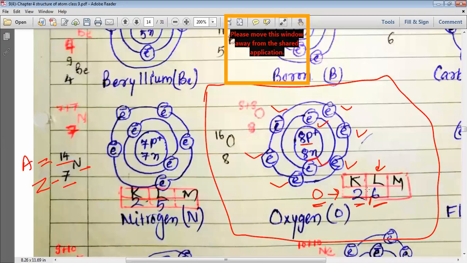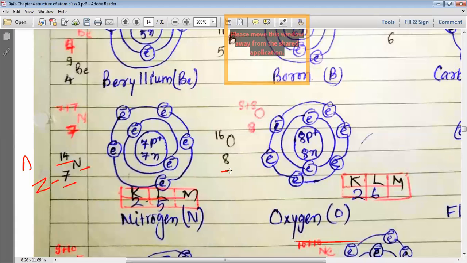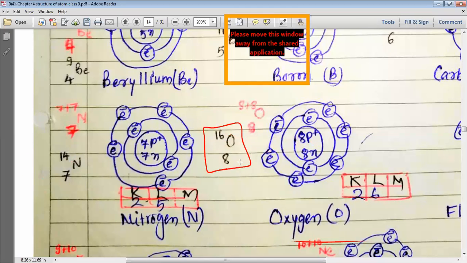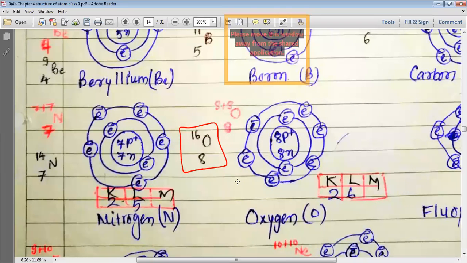Now we determine the atomic mass number and atomic number. Atomic number is determined by the number of protons. So the atomic number for oxygen is 8, and the atomic mass number for oxygen is the number of protons plus the number of neutrons. The number of protons is 8, the number of neutrons is 8, and that is why 8 plus 8 gives us 16, and that is why we represent oxygen as 8O16. 8O16 means the atomic number of oxygen is 8, whereas the atomic mass number of oxygen is 16, my dear students.